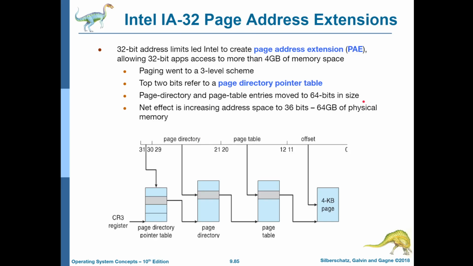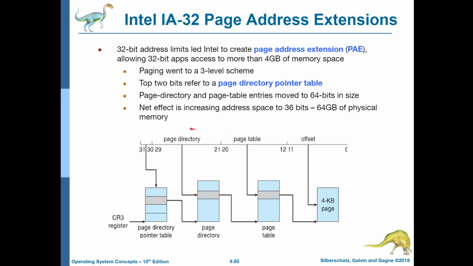We also have what is called page address extensions. There was a problem with the physical addresses where the memory could not be accessed beyond 4 gigabytes. And so in order to address beyond 4 gigabytes, this page address extension was introduced, which basically gave us a 3-level scheme. It takes 12 bits for offset. It takes 9 bits for one page table.